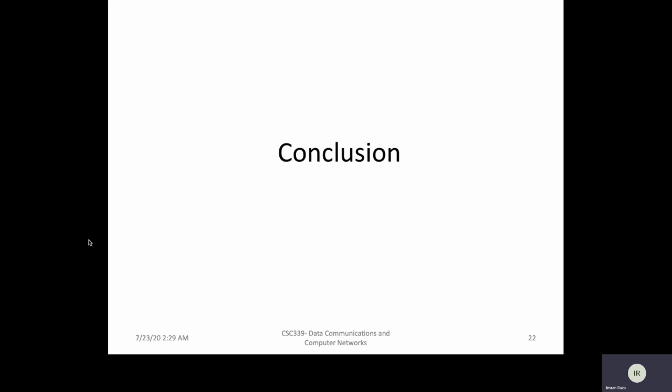The dense mode is based on the source-based tree, where we construct a tree based on reverse path forwarding. So for every source, we'll have a different tree. Whereas the sparse mode is based on the center-based tree, where we construct one tree that is used by all the nodes to forward multicast packets.